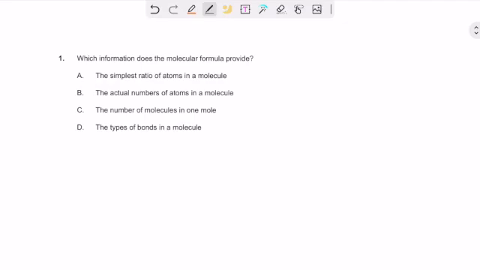So let's walk you through this. What information does the molecular formula provide? Let's go through each answer one by one.